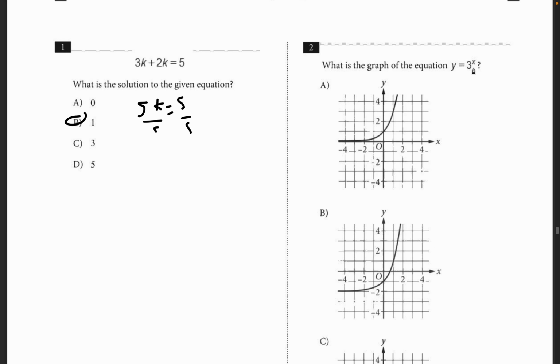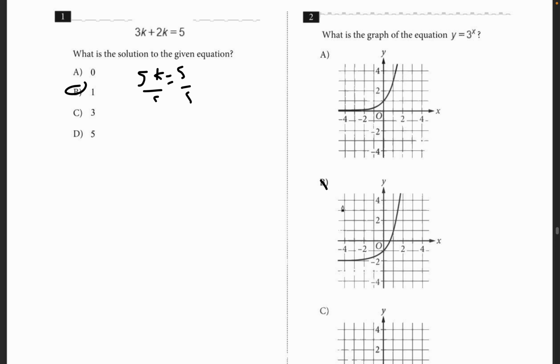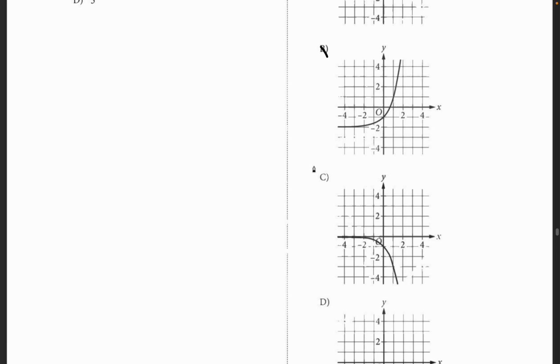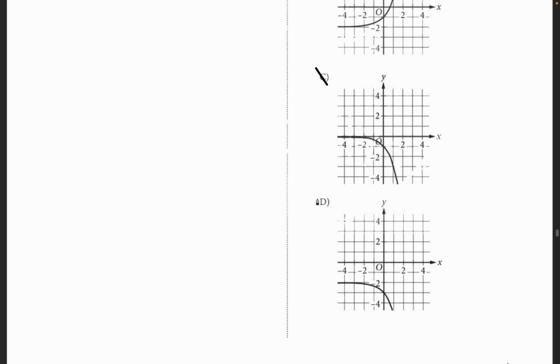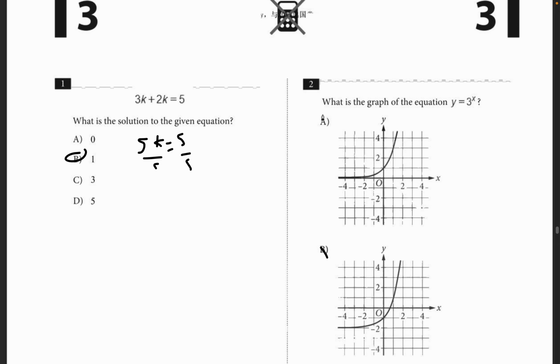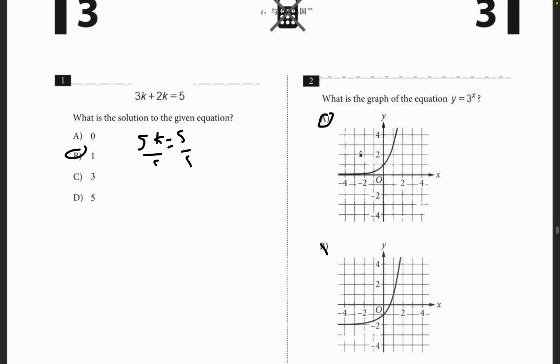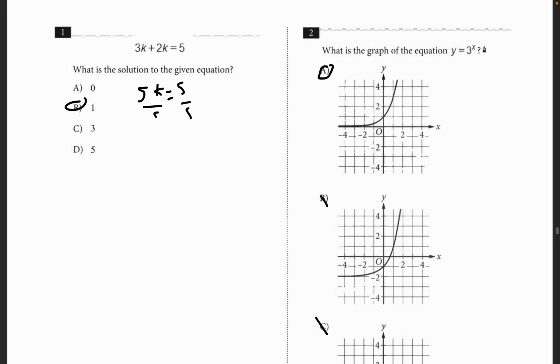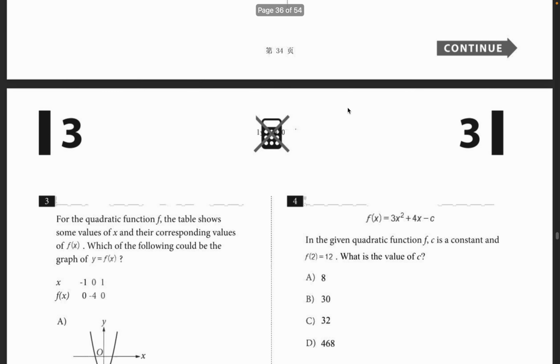What is the graph of the equation y equals 3 to the x? Okay, so let's plug in some points. When x equals 0, y should be 1. This one's good. This one's wrong because it's negative. This one's wrong. This one's wrong. Okay, so by the way, it's A. You could plug in other points, but first you should always start off with 0 and then 1, 2.